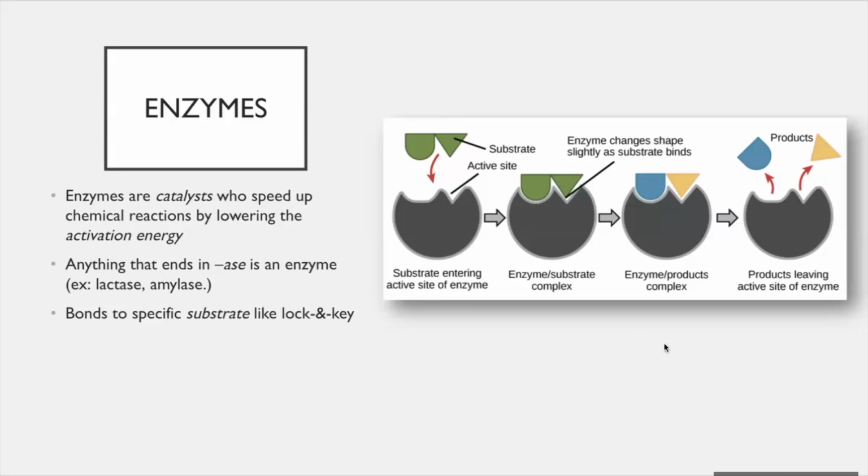So over here on the right, we have a substrate entering the active site of the enzyme. This is the substrate, and these are the active sites of the enzyme. Next, the substrate/enzyme complex. The enzyme changes shape slightly as the substrate binds. Then our enzyme/products complex. And then the products leaving the active site of the enzyme are pictured in the last image here. The products leave the active site of the enzyme.